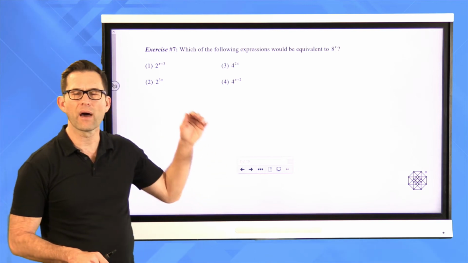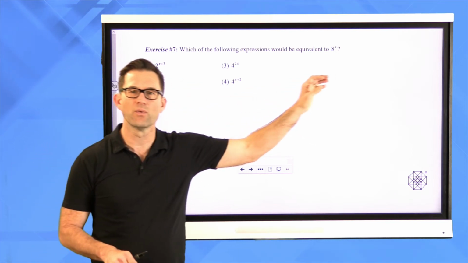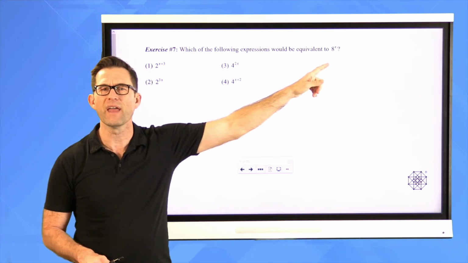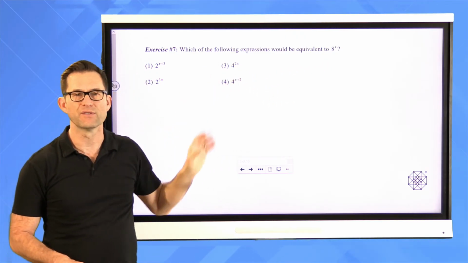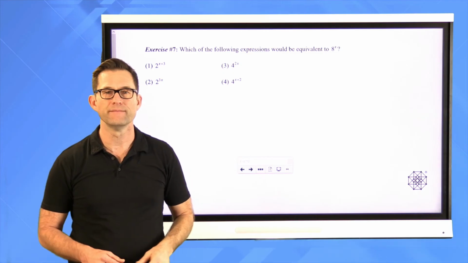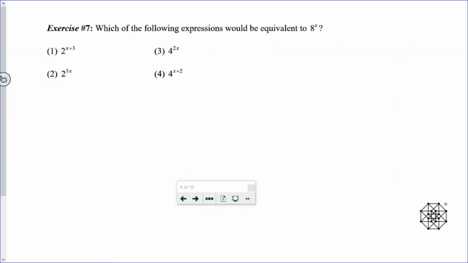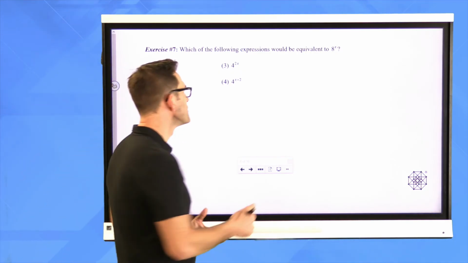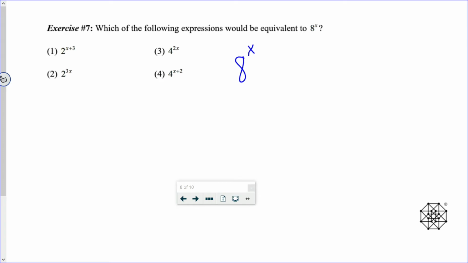You can either think about, like, if I played around with each choice, which one would get me to here, or is there a way I could manipulate the 8 to the x to get one of these choices? Think about this for a little bit. All right, well, it's all about exponents, right? So here I've got this 8 to the x, right?